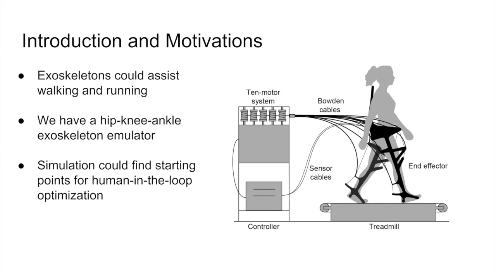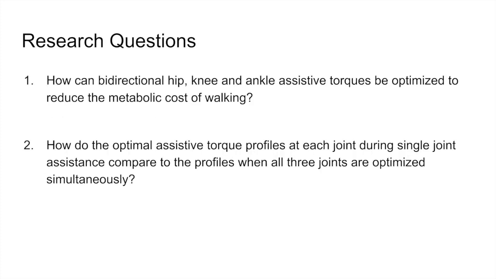Exoskeletons have the potential to augment human mobility and have already demonstrated metabolic cost reductions in walking. Recently, in the Collins lab, we have developed an exoskeleton that applies torques at the hips, knees, and ankles. With this many degrees of freedom, it could be difficult to find candidate assistance strategies. So, for this project, we wanted to use simulation to find hip, knee, ankle exoskeleton strategies that could assist walking. We hope that these could be used as starting points for human-in-the-loop optimization experiments.